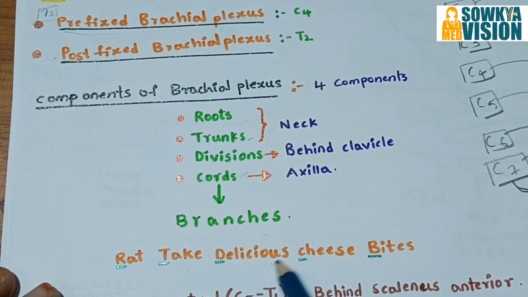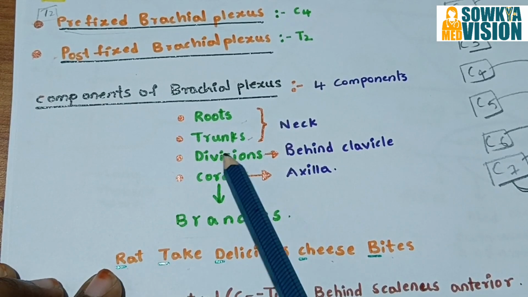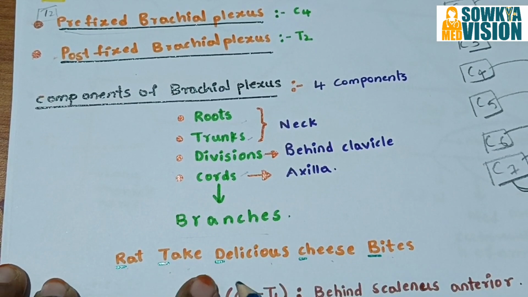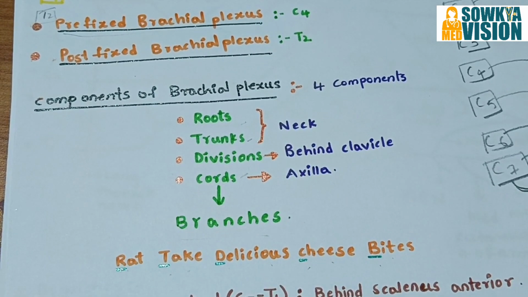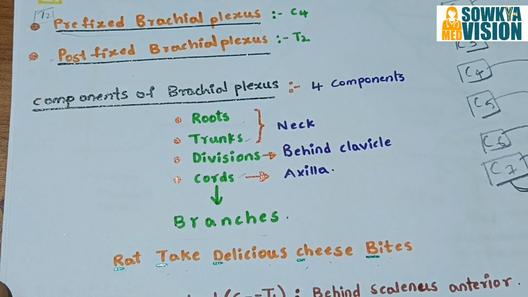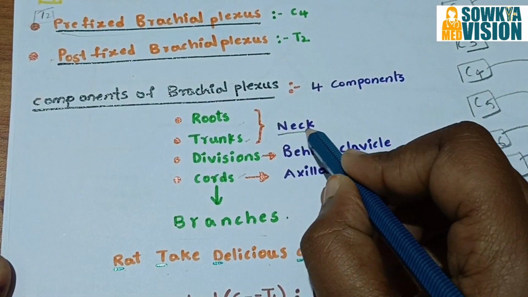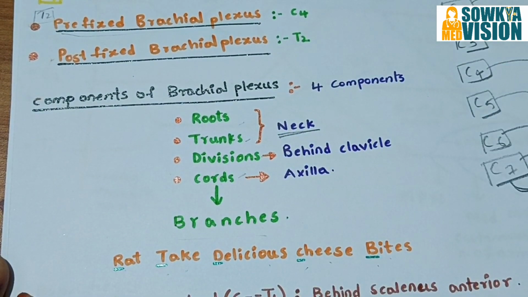Rat take delicious cheese bites. From rat, R denotes roots, T for trunks, D for divisions, C for cords, B for branches. Yes, the roots and trunks are present in the neck.